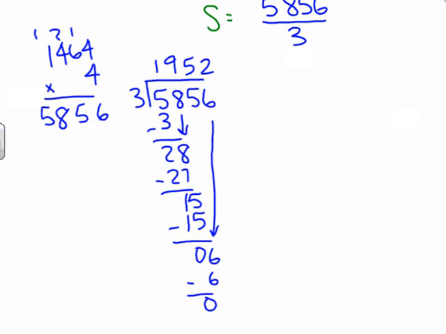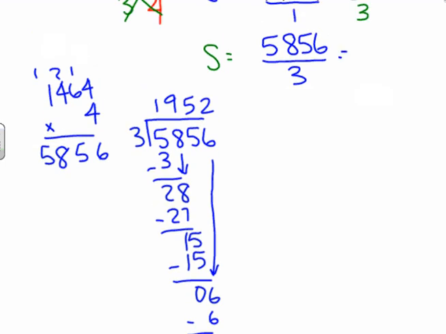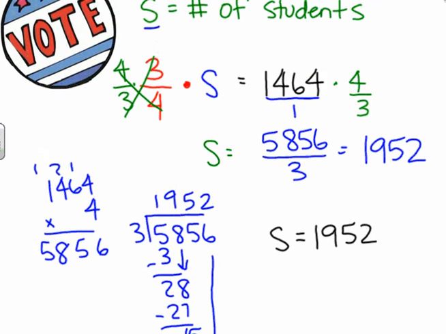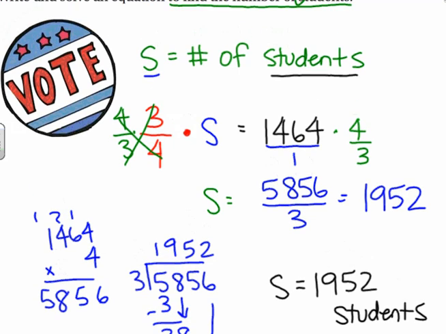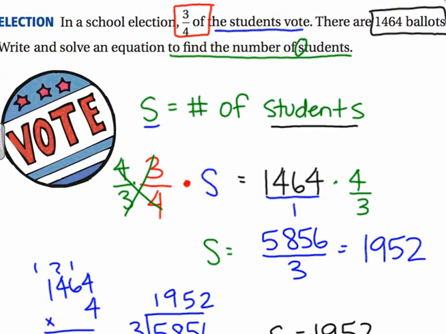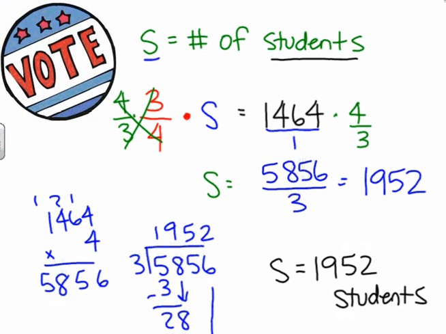Okay, and when I divide that, I get a total of 1,952. So that would represent the total number of students in the school. So S equals 1,952. And since I had a word problem and my variable represented the number of students, I'm going to put units of students on my answer. All right, we were expecting to get a number that was bigger than 1,464, and we did, so it seems like our answer is reasonable.